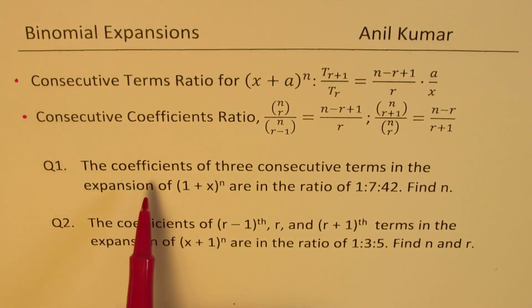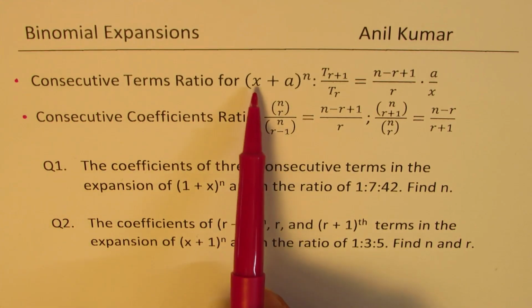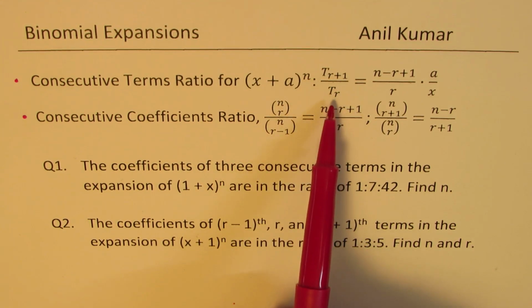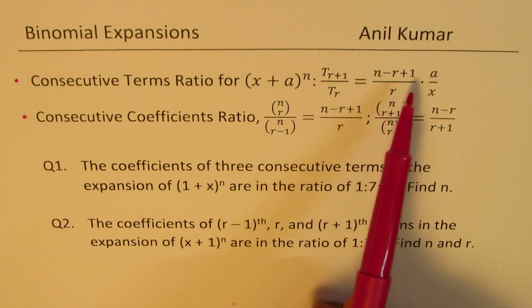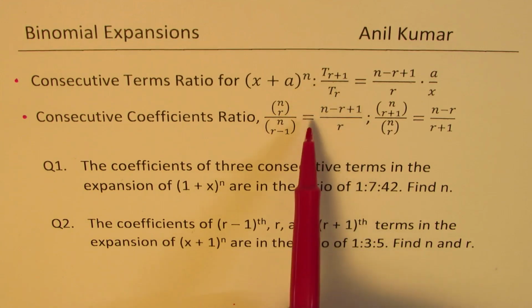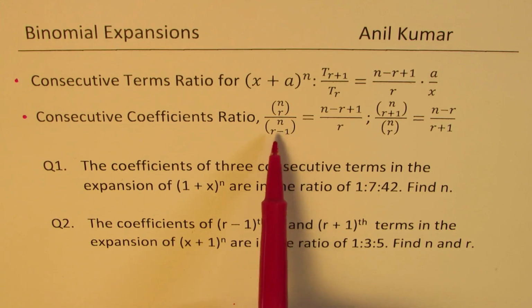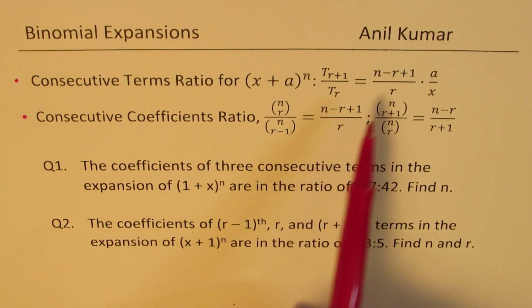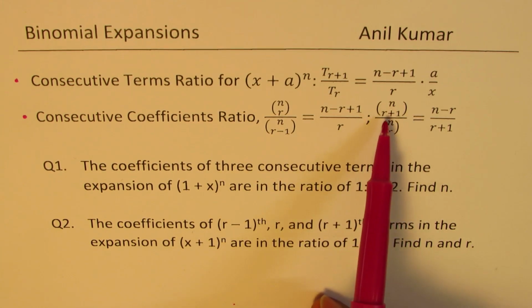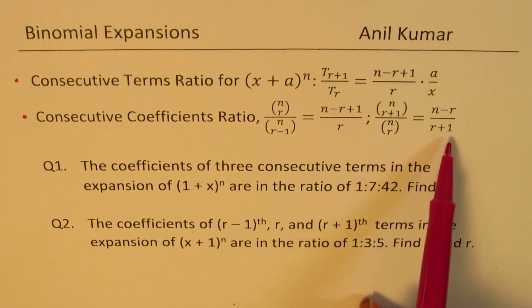So the questions which we are going to discuss are based on consecutive terms ratio for x plus a to the power of n. And the terms ratio T(r+1) divided by T(r) will be (n minus r plus 1) divided by r times a over x. Well, from here you can also say consecutive coefficients ratio nCr over nC(r-1) is (n minus r plus 1) over r, and if it is nC(r+1) over nCr, then it is (n minus r) over (r plus 1).